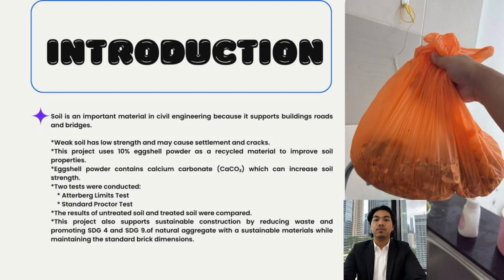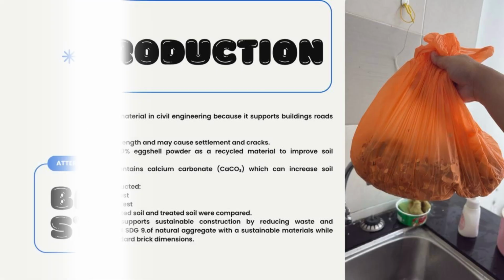Two tests are conducted: the Atterberg limit test and the standard Proctor test. The results of untreated soil and treated soil will be compared. This project also supports sustainable construction by reducing waste and promoting SDG 4 and SDG 9, replacing natural aggregate with sustainable material while maintaining the standard brick dimension.